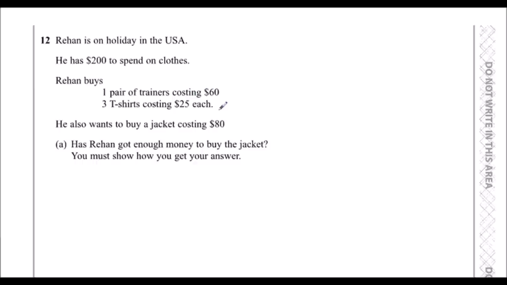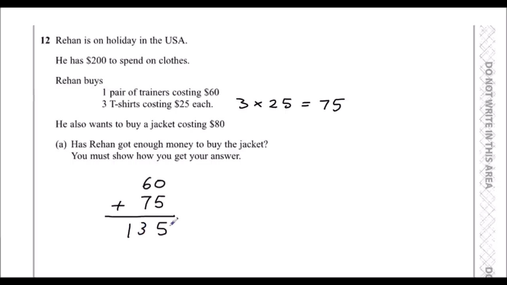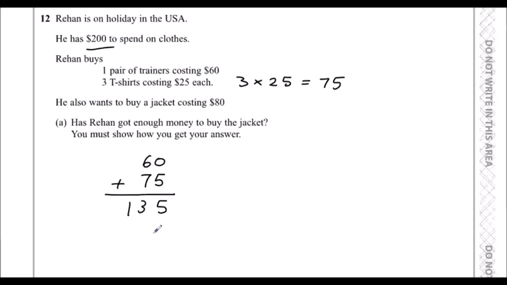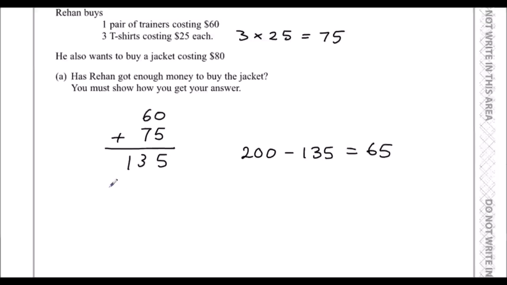So let's work out how much he spent. $60 for the pair of trainers, and 3 25s for the t-shirts. So 3 lots of 25 is 75. So he spent $60 and $75. 0 and 5 is 5. 6 and 7 is 13. So he spent $135 so far. He has 200. So 200 take away 135 is going to give us $65 left. He wants to buy a jacket costing $80. So does he have enough money? Well, no, he doesn't. He only has $65 left.